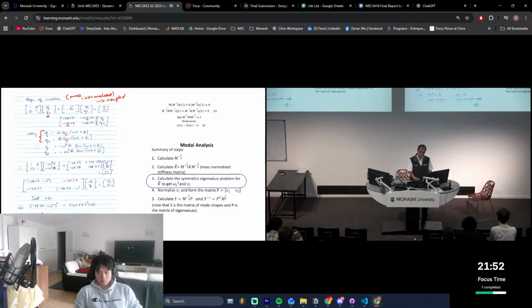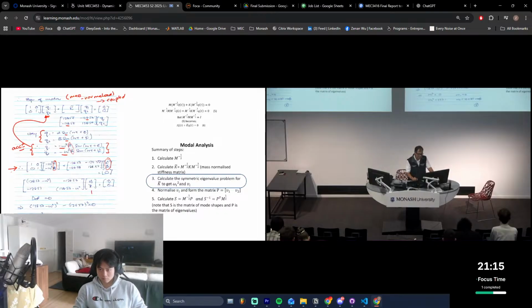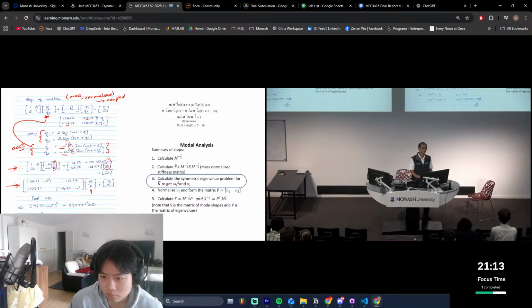Because this requires us to differentiate the displacement function, which is Q1 and Q2, with respect to time twice to get acceleration. This is what it is. Alright, so you have this negative omega square. You substitute this into the mass term, this is what you get. Then you take out the amplitude A and B, and you end up with this system of equations.